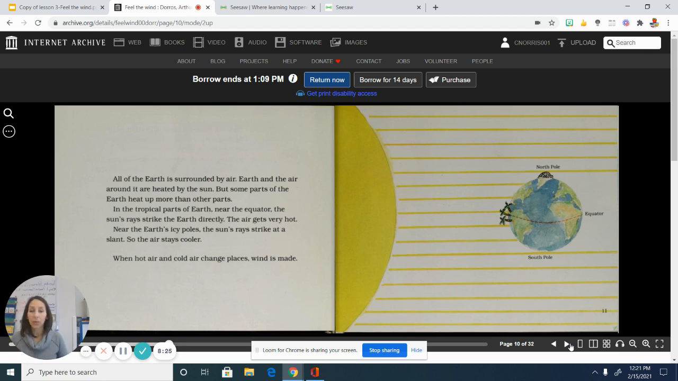All of the earth is surrounded by air. Earth and the air around it are heated by the sun, but some parts of the earth heat up more than other parts. In the tropical parts of earth near the equator, the sun's rays strike the earth directly. The air gets very hot. Near the earth's icy poles, the sun's rays strike at a slant, so the air stays cooler. When hot air and cold air change places, wind is made.